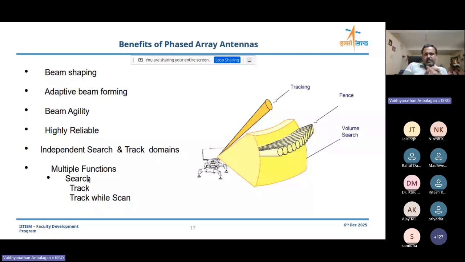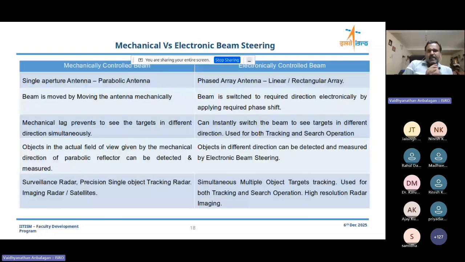So here I have just listed down the difference between the mechanical and electronic beam steering. The mechanically controlled beam is a single aperture, mostly a parabolic dish, whereas a phased array can be either a linear array, a rectangular array, or a conformal array. A beam is moved by moving the antenna mechanically, but in this case, the beam is switched to the required direction instantaneously, by what we call electronic beam steering, by applying the required phase shift.